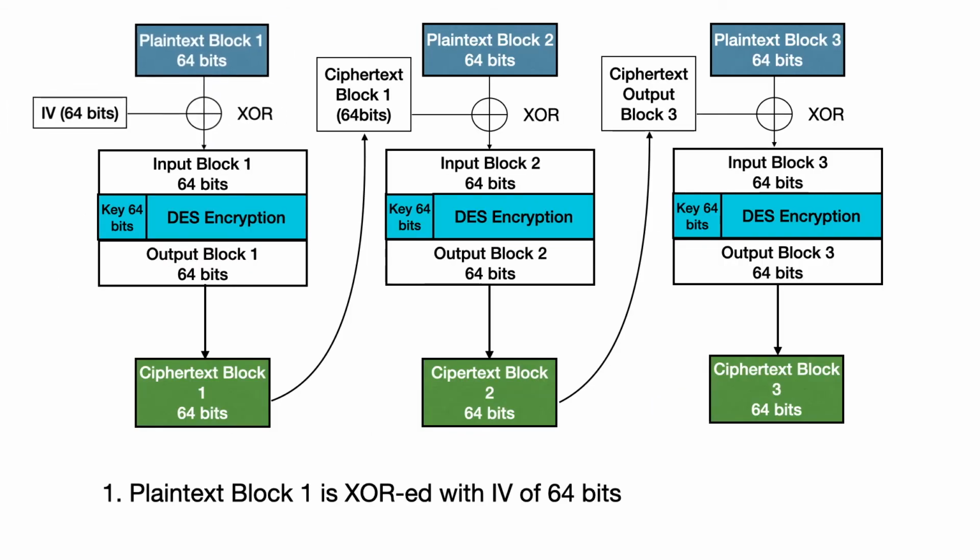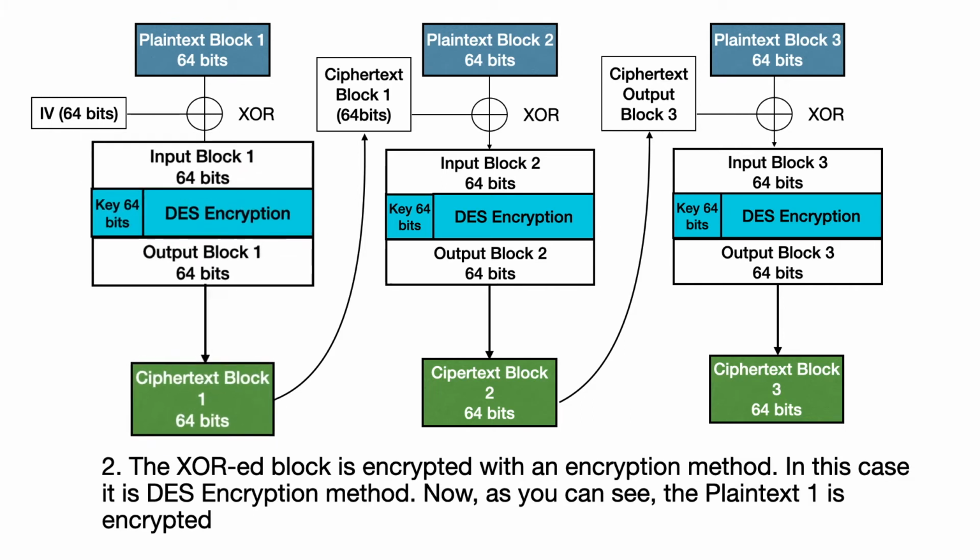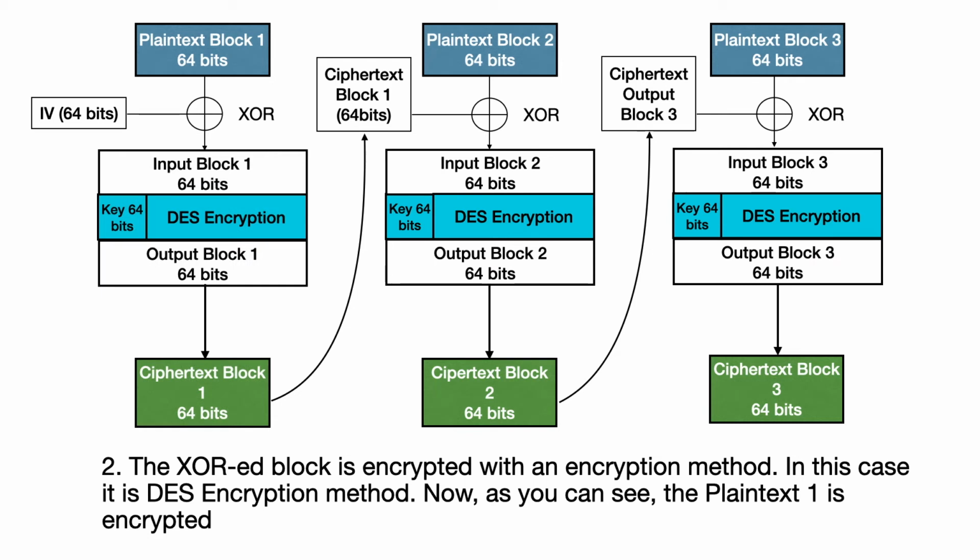First of all, the plaintext block 1 is XORed with IV of 64 bits. In the second step, the XORed block is encrypted with an encryption method. In this case it is the DES encryption method. Now, as you can see, the plaintext 1 is encrypted.